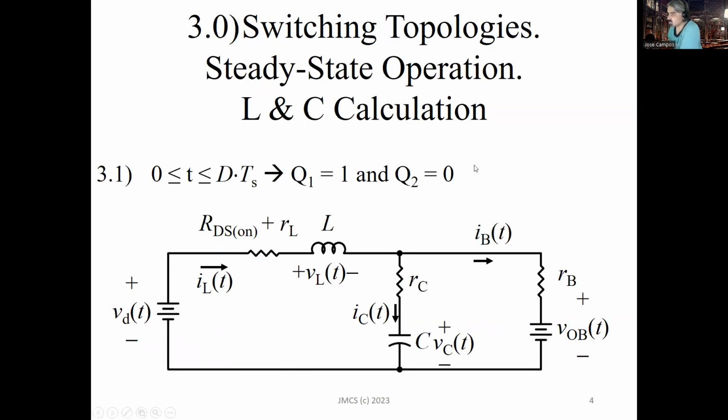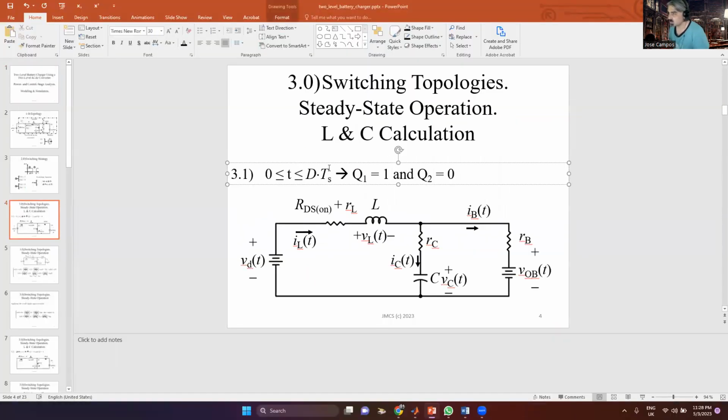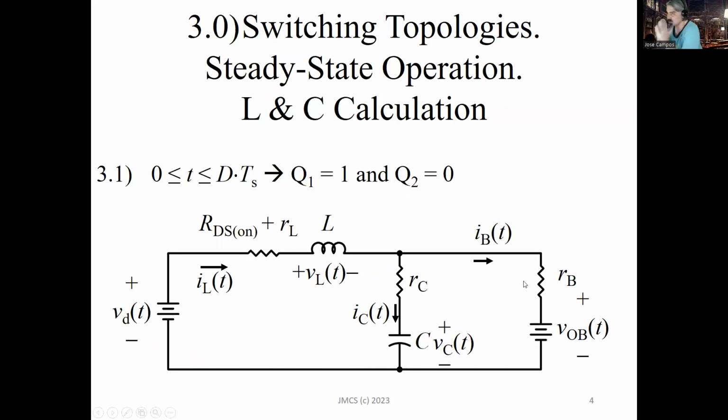Okay, now we are able to make the analysis of this system. What is the topology when the time goes from 0 until DTS? It is this topology here. Of course, when Q1 is conducting, we put a resistance between drain and source of this MOSFET, which tells us that there is some conduction loss of this device.